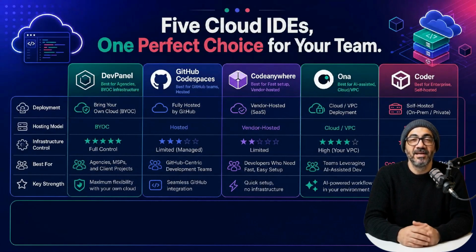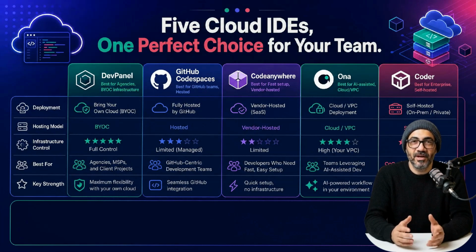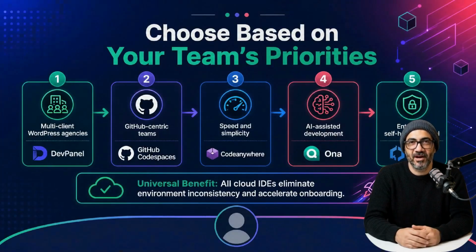As the ecosystem continues to mature in 2026 and beyond, teams that embrace cloud IDEs will build faster, ship with more confidence, and spend less time fighting their tools. Ready to make the switch? Start by identifying your team's biggest pain points in your current local workflow. Then evaluate the tools we've covered today: DevPanel, GitHub Codespaces, Codeanywhere, ONA, and enterprise solutions against your requirements. The right cloud IDE is out there, and it's ready to transform your WordPress development today.